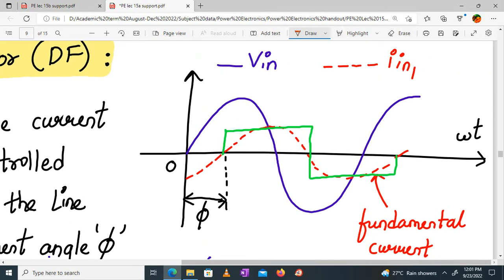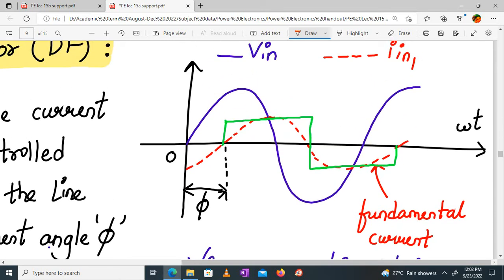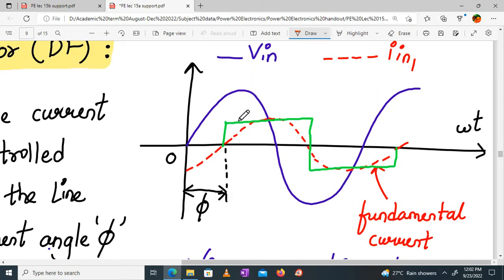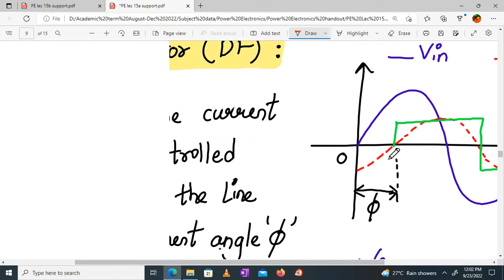Can you see this waveform? In this waveform, the blue one is my input line voltage, the RMS voltage. My dotted line is my fundamental current, In of 1, the expression we have found out. It should be sinusoidal, but what are we getting? We are getting an almost square wave, which is the fundamental current. The green line is my actual source current which I get when I apply it to a converter. Actually it is not obtained like this; you will get ripple also.